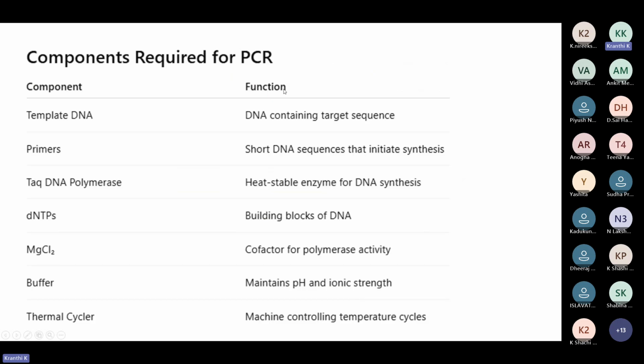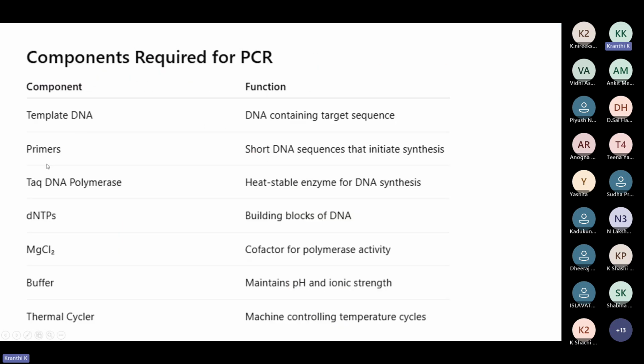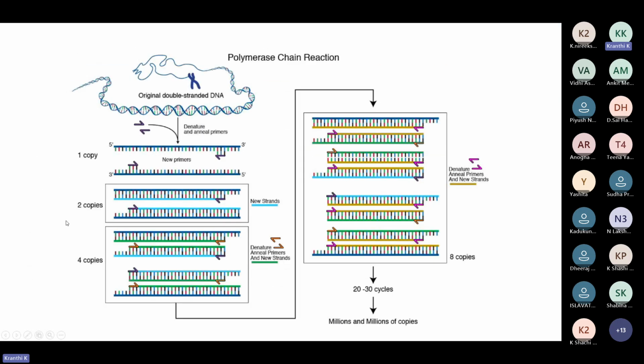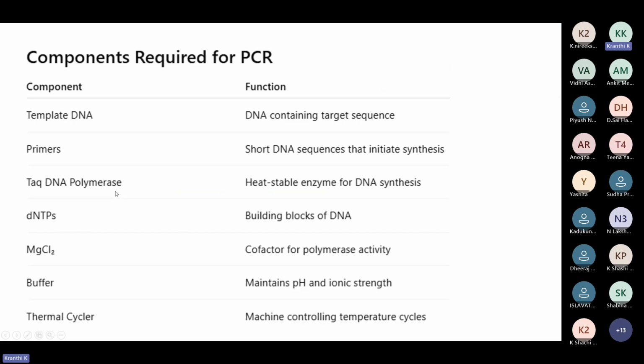Okay. Then what are the things we need? First, template DNA, right? So this is the template DNA we need. Then we need the primers. We need the polymerase. We need the dNTPs. What are dNTPs? Deoxynucleotide triphosphates: A, T, G, C. Then we need the magnesium chloride also. It is a cofactor. We need the buffer, which maintains the pH.